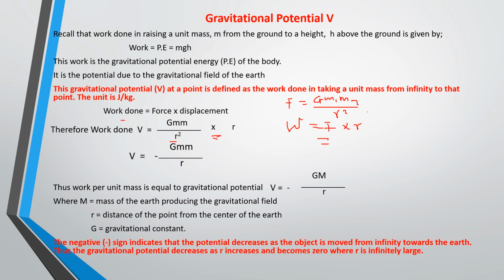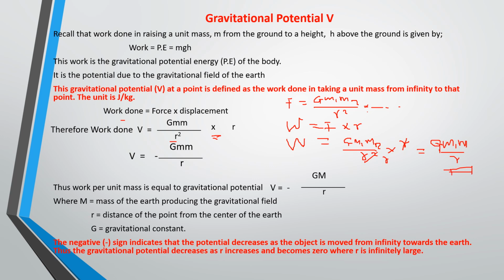If you put the F, which is this one, we'll have G m1 m2 all over r squared, multiplied by r. So this will cancel, and you have just one r there. Your overall equation is going to be G m1 m2 all over r. This gives you the work done, and this work done we said is equal to the gravitational potential energy of the body.